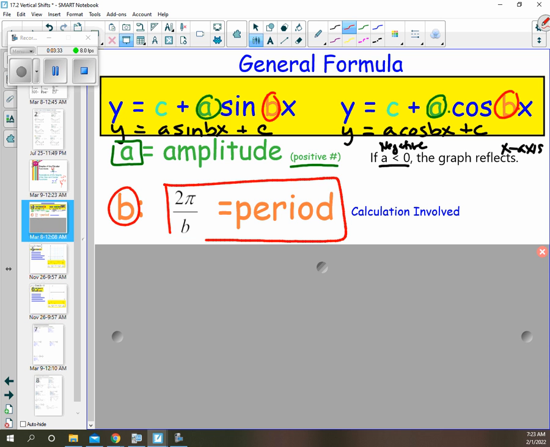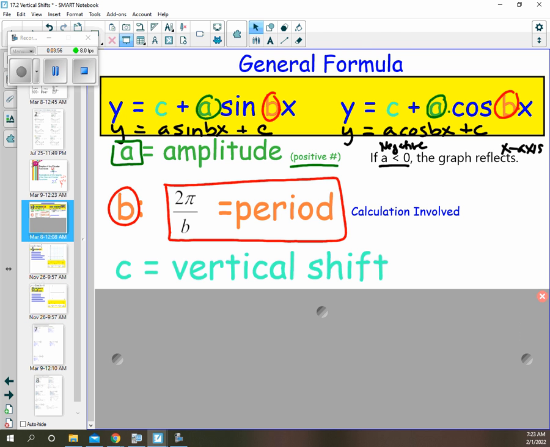We have to actually do a calculation here: the period is 2 pi, the regular period of the function, divided by b. And remember, another way to think about b, it's the number of complete cycles you see in 2 pi. So if b is 1, you see that 1 cycle. If b is something else, it's going to make it either longer or shorter to get through 1 complete cycle. So those are the two things we already talked about. So now let's talk about c. So ABC. C is your vertical shift.